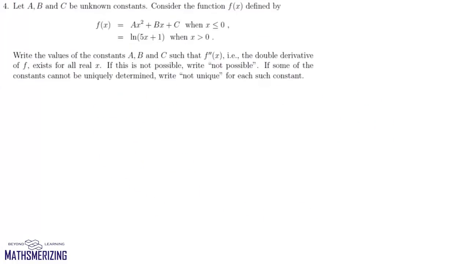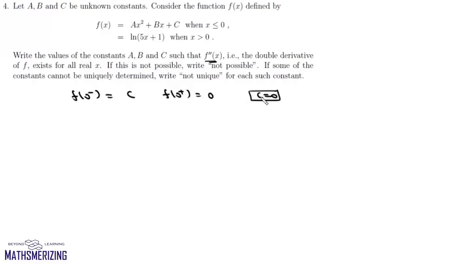Now the fourth question is, let a, b and c be unknown constants. Consider the function f(x). Now we need to write the values of a, b and c such that f double dash x exists for all real x. Now for f double dash x to exist, the function should be continuous, and this function is continuous everywhere. We just have to check its continuity at 0. So if we write f(0 negative) is c, and f(0 positive) will be log 1, which is 0. So if we compare it, we'll get the value of c as 0.